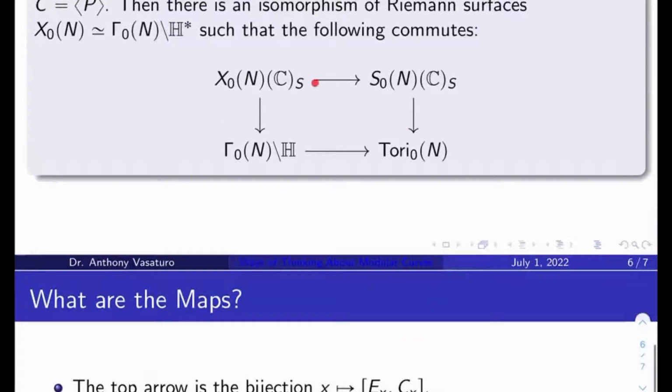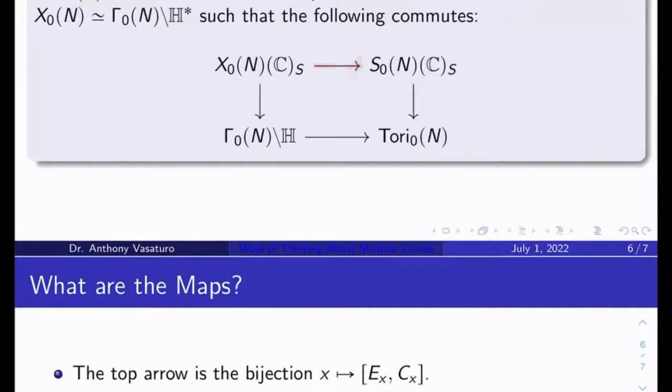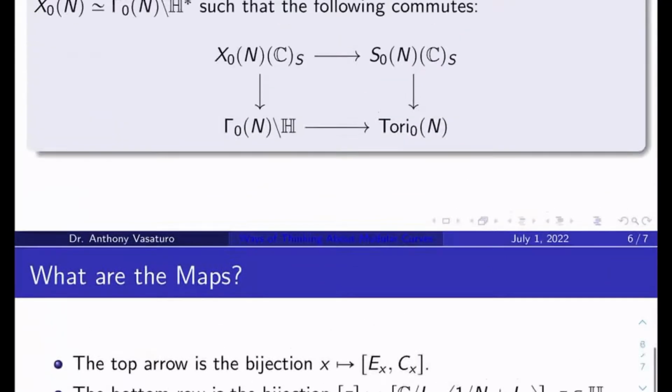The top arrow is a bijection. It sends a point X in my modular curve to the enhanced isomorphism class of elliptic curves given by E sub X, C sub X, the reductions of E mod X and the corresponding reduction of the cyclic subgroup C mod X. Okay, so this is a bijection. You've already seen this bijection before, right? This goes way back. We know that we can think of complex modular curves as parameter spaces of enhanced elliptic curves. I'm just saying that when you put this restriction on J invariants, you still have a bijection, which shouldn't surprise you at all.